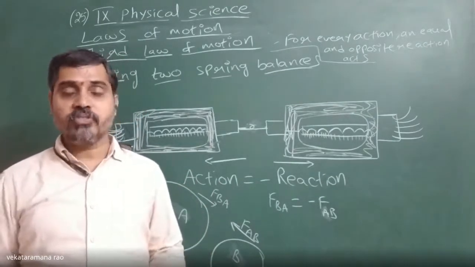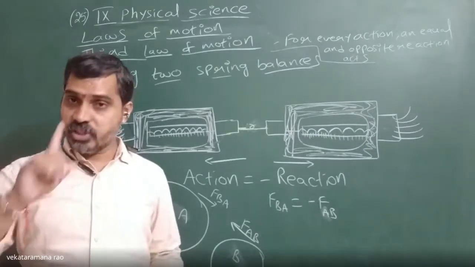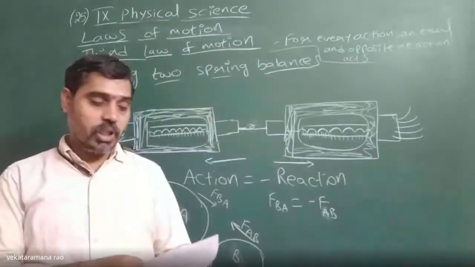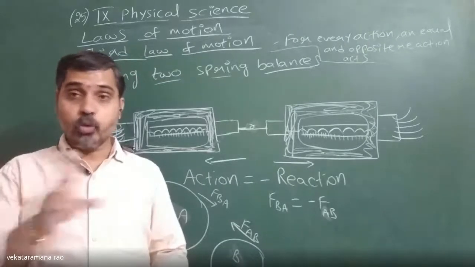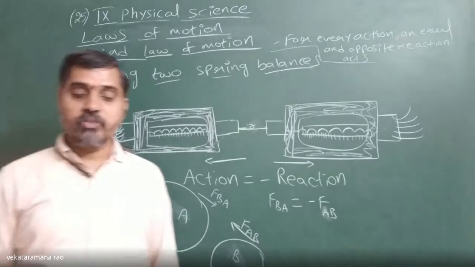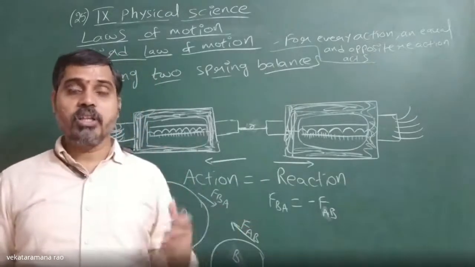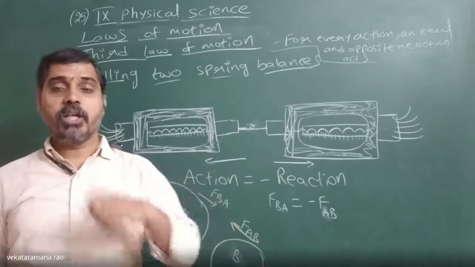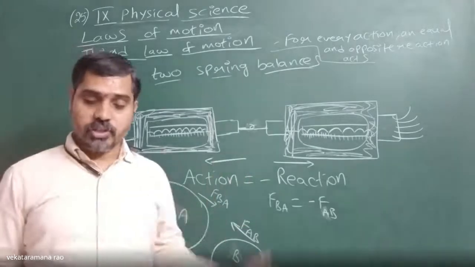Newton's first law and second law of motion apply to a single body, whereas Newton's third law of motion applies to an interaction between two bodies, in which the two forces are not acting on the same body. One is the action applied by one object on the other object, and the other is the reaction applied by the other object on the first object.